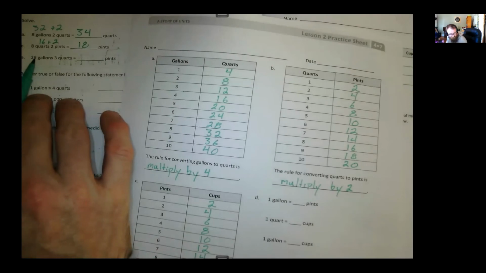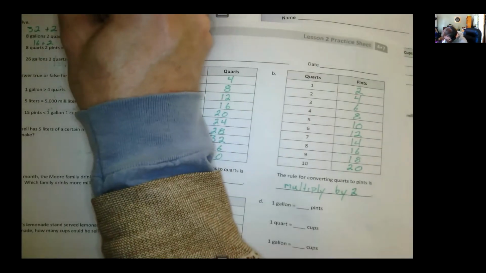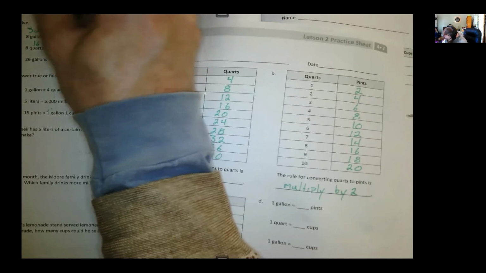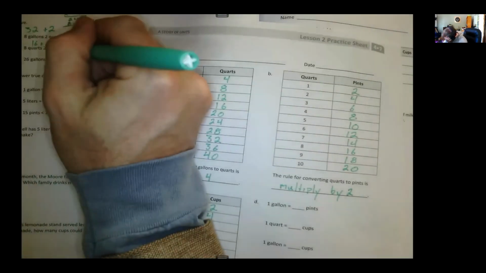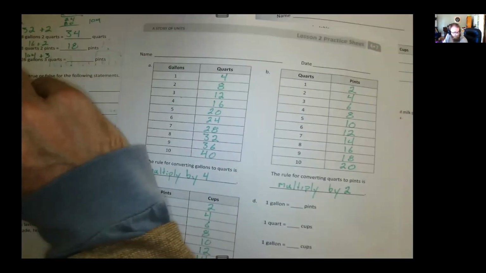26 gallons, 3 quarts. Now we need to use the rule. If we're going gallons to quarts, we multiply by 4. 26 times 4 gives us 104. Plus 3, right? 104 quarts is 26 gallons, plus 3 quarts is 107 quarts.